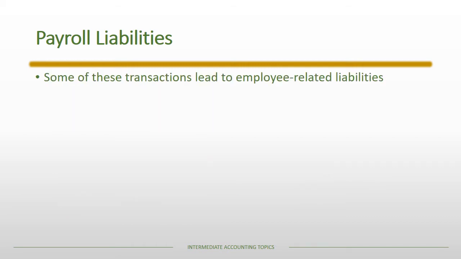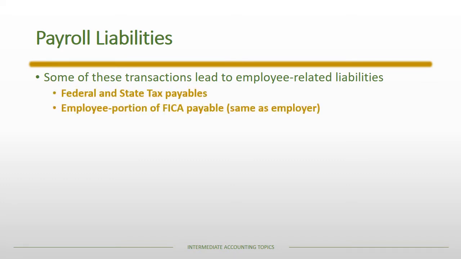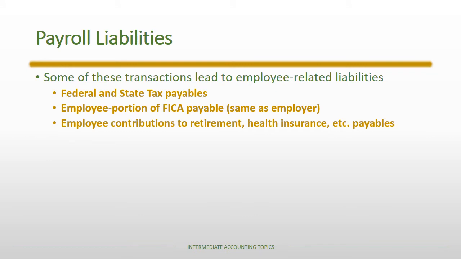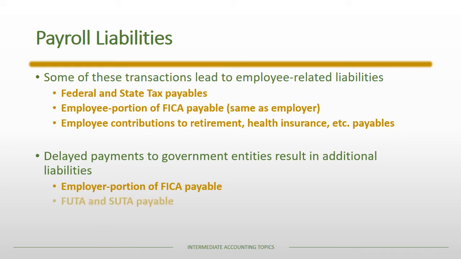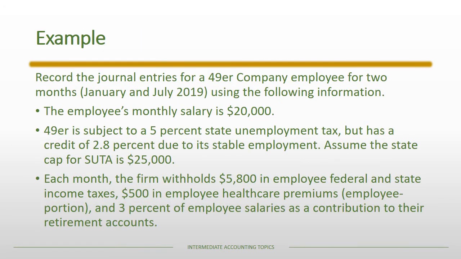So some of these transactions can lead to employee-related liabilities. There are federal and state tax payables. There's the employee portion of FICA, which are the same amounts as the employer portion. Sometimes employees make contributions to retirement, health insurance, and all these different items. And then finally, there are typically delayed payments to government entities, and those delayed payments usually are the employer portion of FICA, and FUTA and SUTA taxes payable. So let's walk through an example.